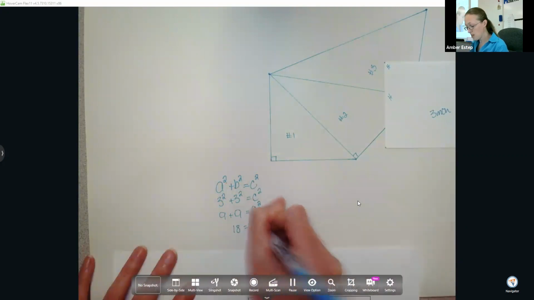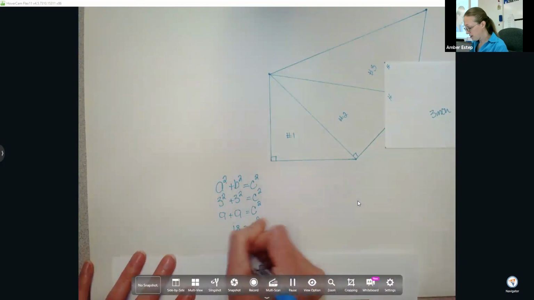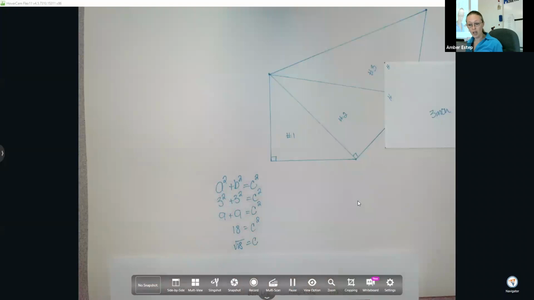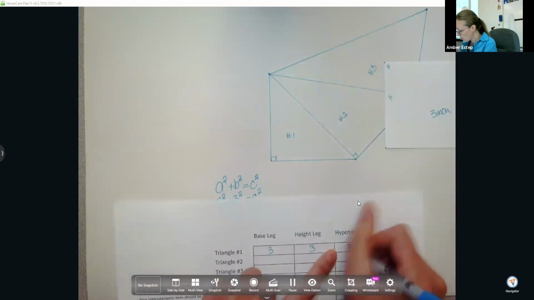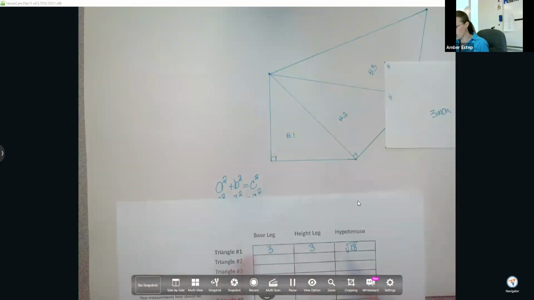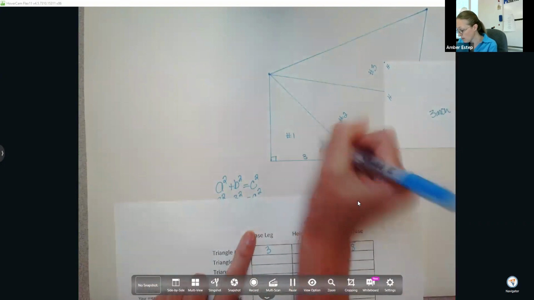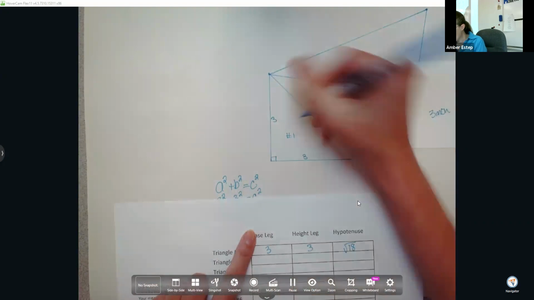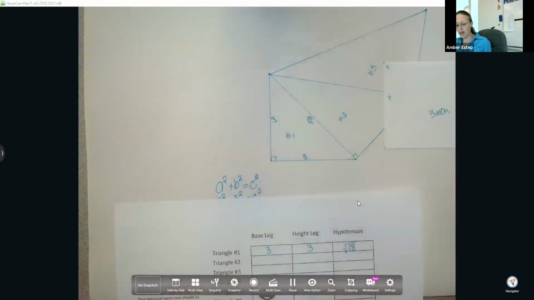18 equals c squared, so the square root of 18 equals c. We are not going to change that to the decimal form. We are going to leave it just like that for this right here, square root of 18. All right, we just did the first triangle because we said this was 3, this was 3, and this is the square root of 18.